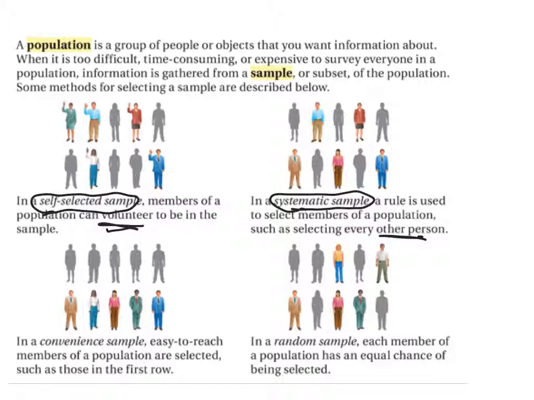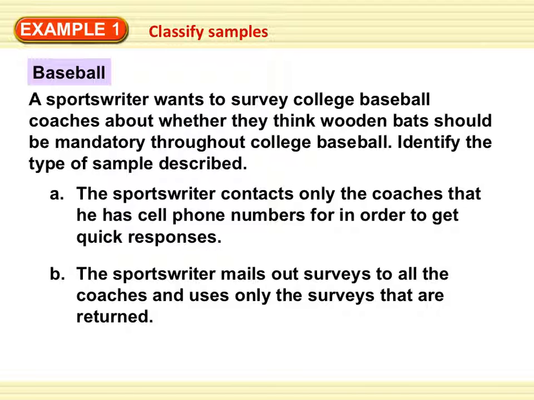In a convenience sample, easy-to-reach members of a population are selected, such as those in the first row. In a random sample, each member of a population has an equal chance of being selected. It's just a random drawing. Put everyone in a hat and pull out 5. So let's use that.